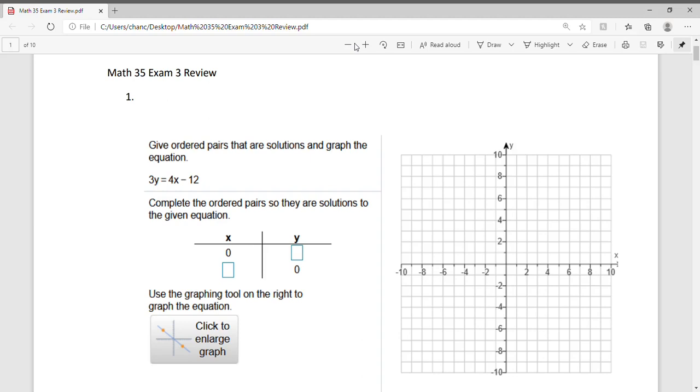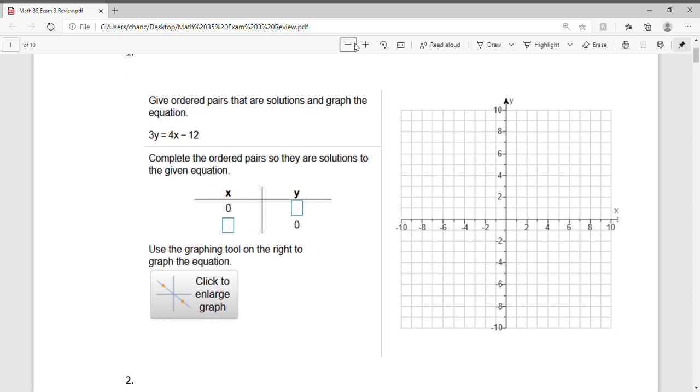In today's lecture, let's review for exam 3. Question 1, we want to give the ordered pairs that are solutions and graph the equation. If I look at this equation, this is the equation of a line, and in order to graph this, we're going to pick some points.